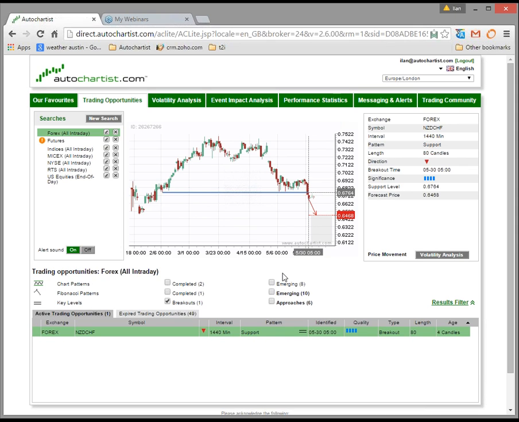So this is not a chart pattern. This is simply a support or resistance level. It looks like the daily candles have broken through a support level that Autochartist identified at 0.6764. And again, same theory as chart patterns, Autochartist provides a forecast down to 0.6468, where it thinks the price is going.